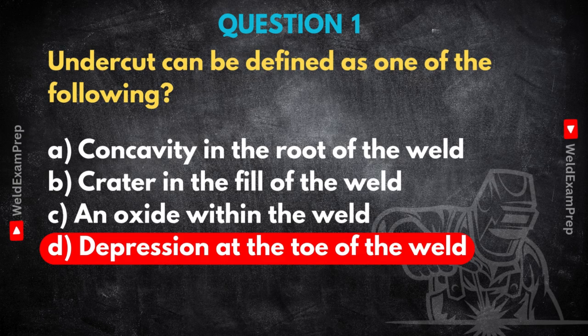Think of it like this. You have the weld bead, and then right where it meets the original plate, there's a sort of notch or channel dug out. That's your undercut. Okay, a depression right at the edge. Exactly. And it's not just how it looks. Why we define it carefully is because that groove acts as a stress concentrator.